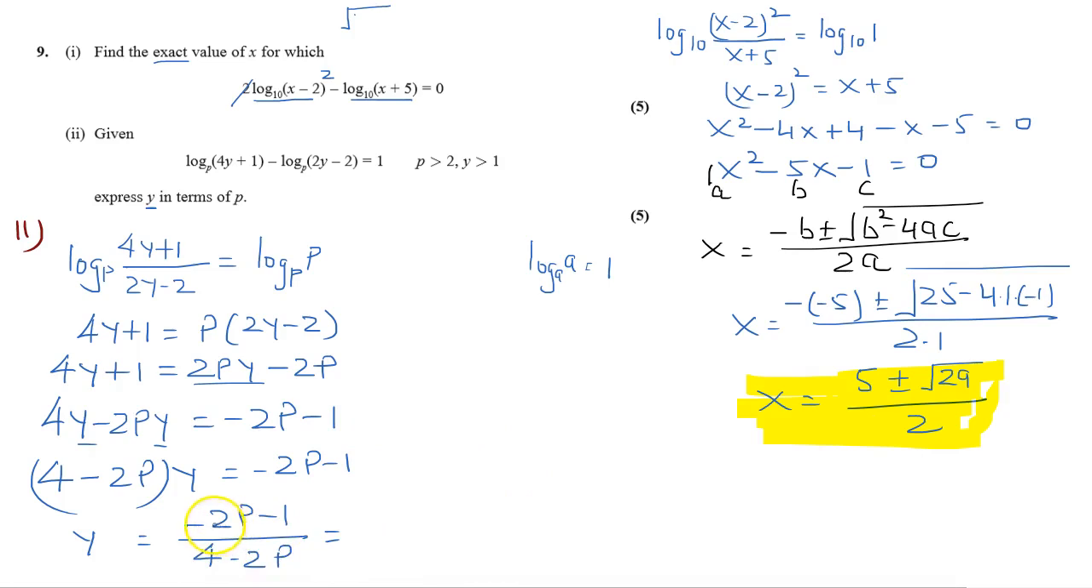You can write it like this. This is the correct answer. If you want to take negative common, it will be 2p plus 1 over 2p minus 4. P is greater than 2, yes, and y is greater than 1 is correct. So this is the answer of part 2. This is the value of y in terms of p.